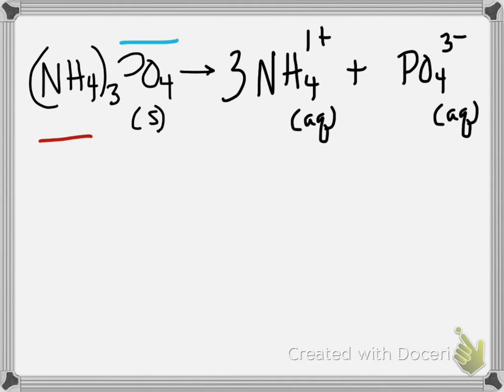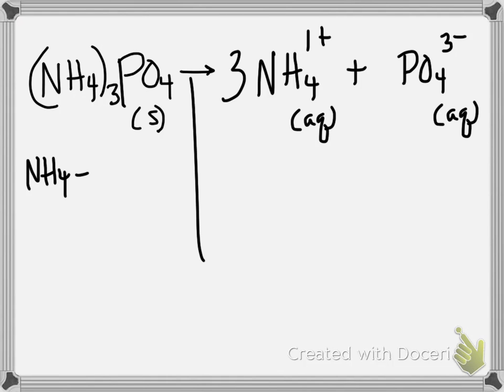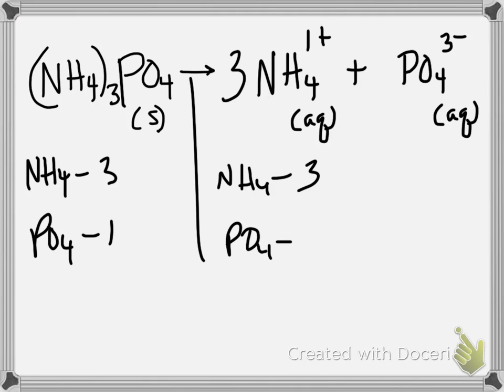We can do the same thing that we've done for chemical equations, though. And we can look at the ions individually. Well, we have 3 of those. We have 1 of those. NH4, we have 3 of those. PO4, we have 1 of those. We can do that, and if you need to, that's totally reasonable.